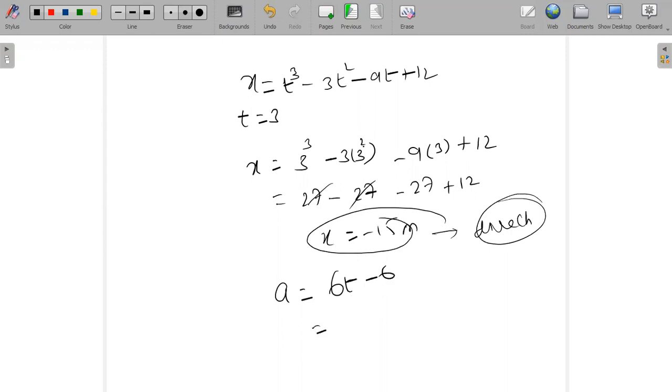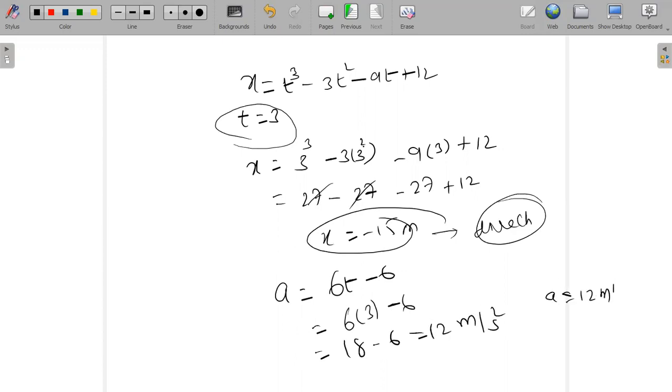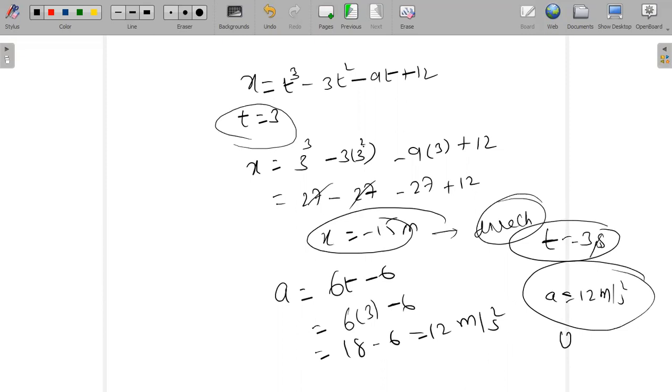What is the t value you have found? You have found the value t is equal to 3. So 6 into 3 minus 6. So that is 18 minus 6, that is equal to 12 meter per second square. Here you got 12 meter per second square. t you got 3 seconds, and another value you got displacement x is equal to minus 15 meters. You got these values. So in this way, you have to solve the problem.